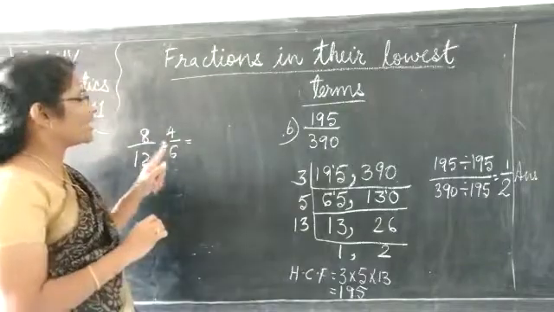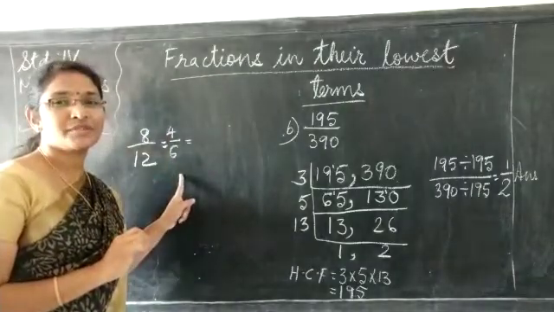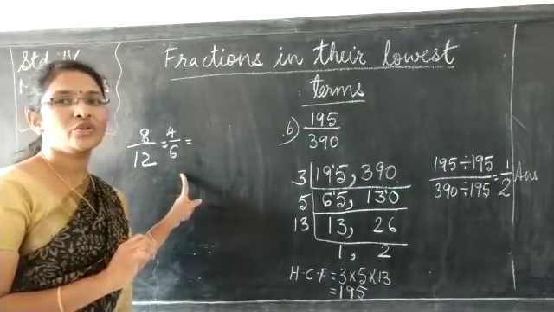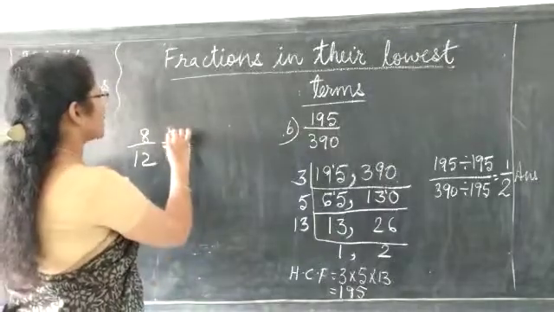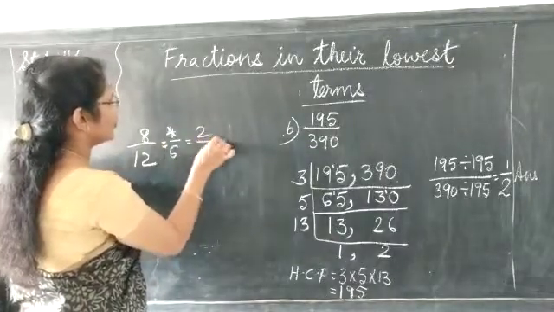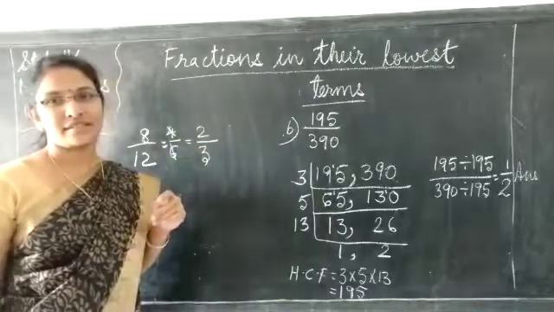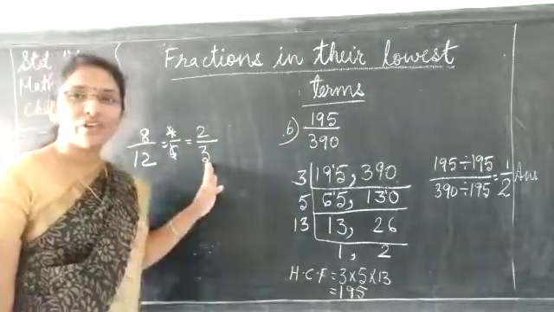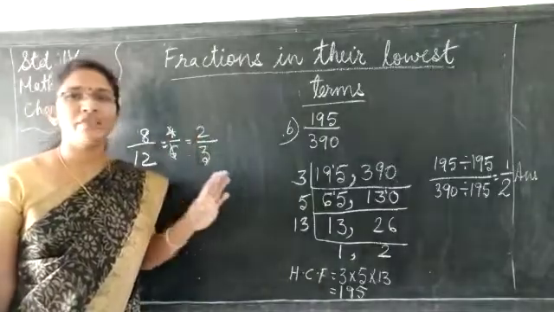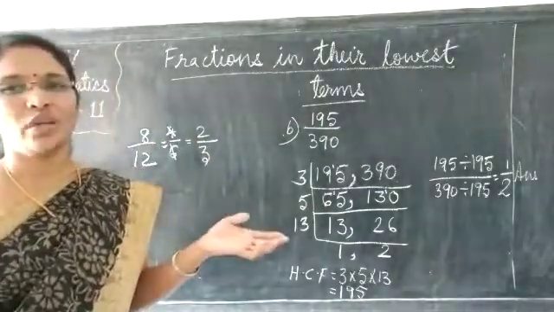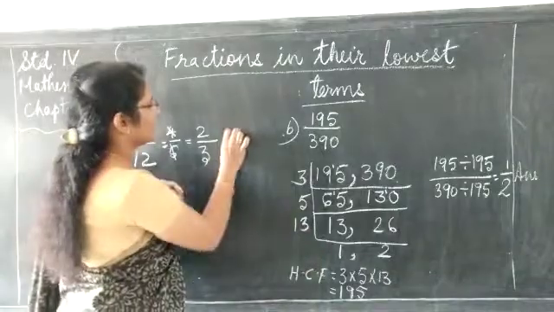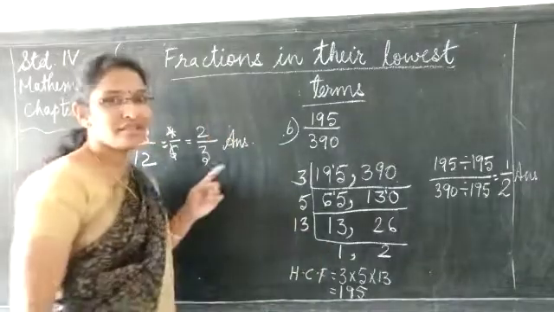Okay. Now, again we can reduce them to the lowest terms. We can cut them again using 2. How many 2s are in 4? 2 2s are 4. How many 2s are in 6? 2 3s are 6. Now, can we do any more cutting? 2 and 3 do not have any common factors. We cannot do any more cutting. Then you will get the answer 2 by 3.